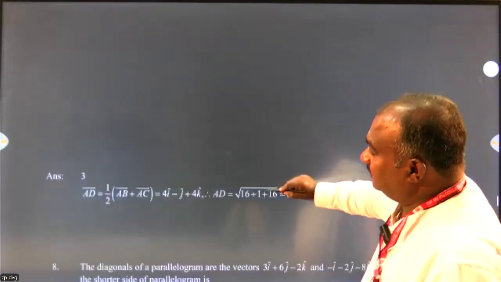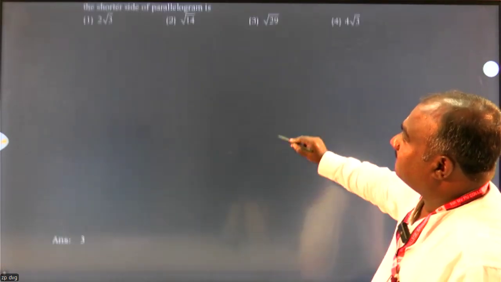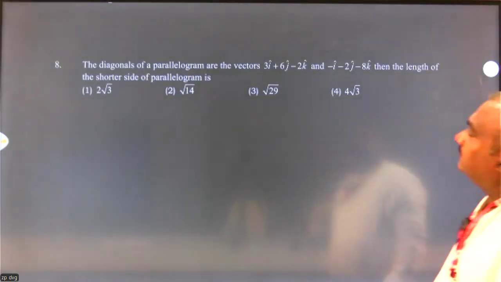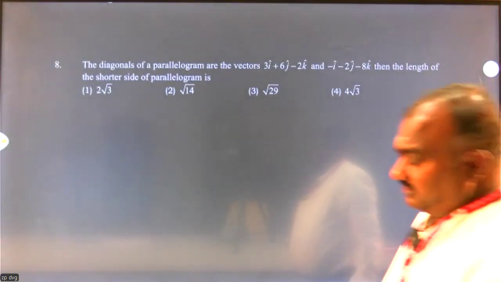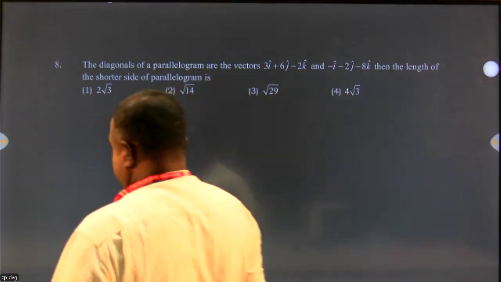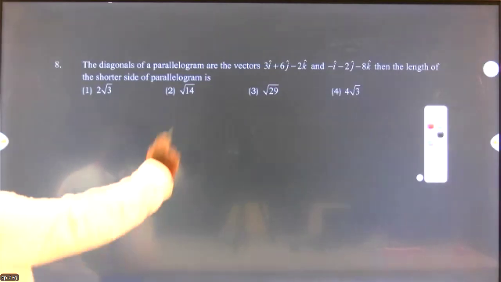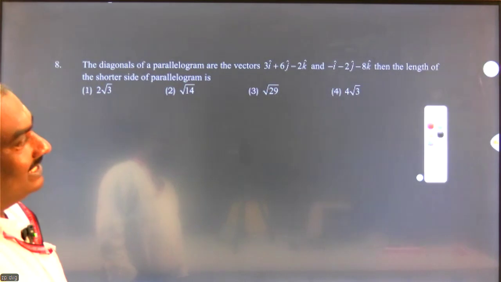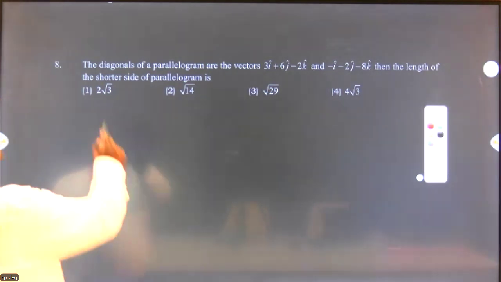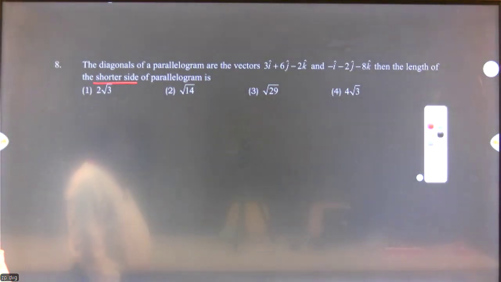Next, in this manner only, you'll be asked the question. This is a recent question, and they have not given the options in that one. They gave grace marks for this one in the last KCET examination. Now observe, the diagonals of the parallelogram are given, and they asked for the length of the shorter side of the parallelogram.